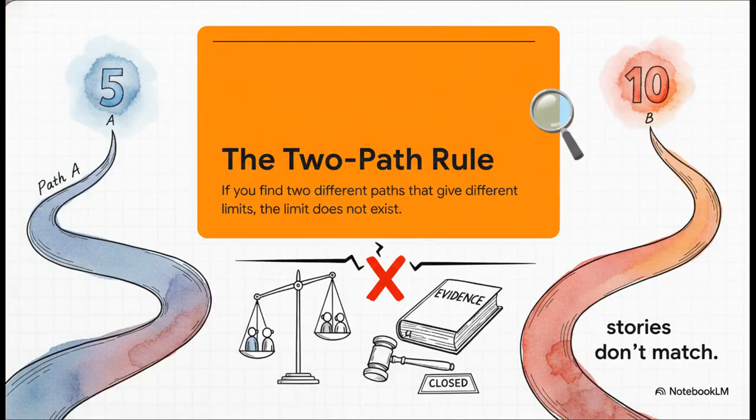The logic here is just so simple and elegant. We don't have to check a million paths, we just need to find two witnesses, or paths, that tell different stories. Think about it. If path A says the limit is 5 and path B says the limit is 10, well, their stories don't match up. And that contradiction, that's all the proof we need.